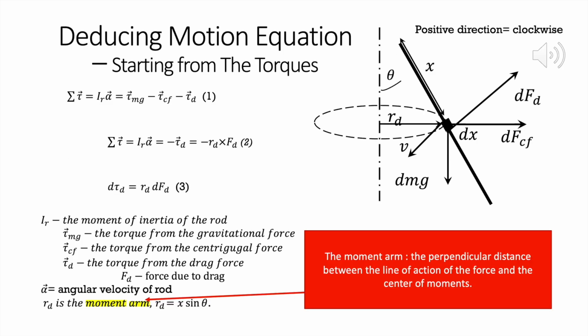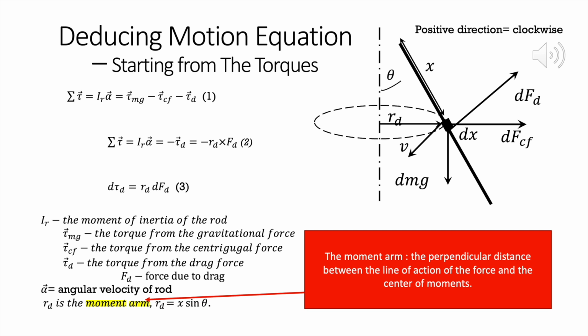In order to analyze the motion, equations are derived. Starting from torques, Newton's second law in circular motion has the form of equation 1. Each of the 3 forces, mg, centrifugal, and drag, creates a torque on the pendulum: torque mg, torque centrifugal, and torque drag. From the diagram, we can see the torque of mg and torque of centrifugal are in opposite directions and balanced to keep the pendulum rotating in horizontal circles.